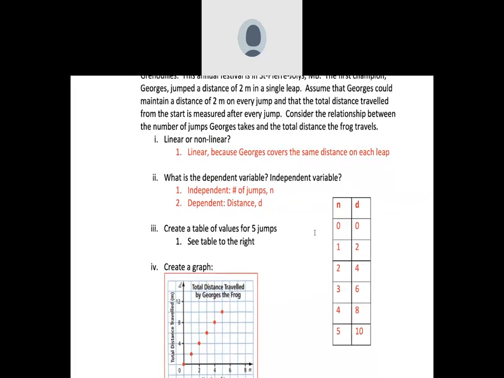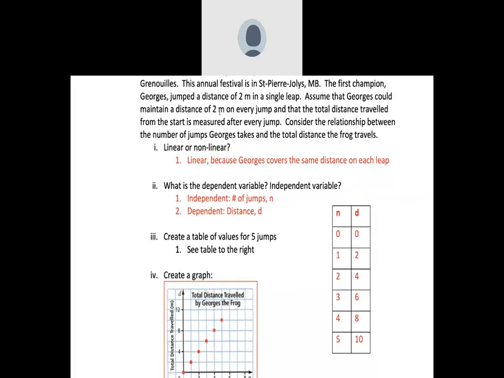Which one is independent, which one's dependent? The number of jumps is independent. You can do as many jumps as you want, but the distance will depend on how many jumps you do, because George is maintaining that distance of 2 meters on every single jump, and we're calculating the total distance. So if George decides to do 5 jumps, he's going to get 10 meters of distance total. If he decides to do 30, he'll get 60 meters. He's just going to decide when he's done jumping. So number of jumps is independent. The distance he goes is dependent on that.